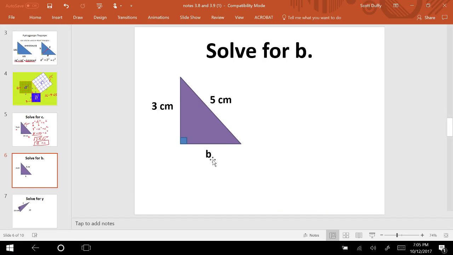When we're solving for b, it's a little bit different. So we still have our a side, our b side, and our c side. We say a squared plus b squared equals c squared. A is 3.